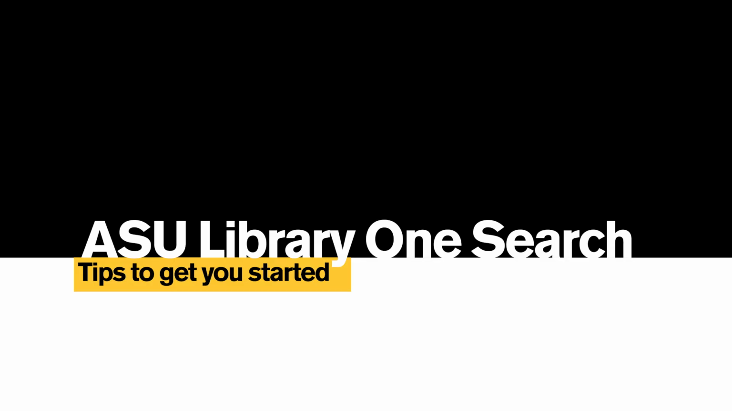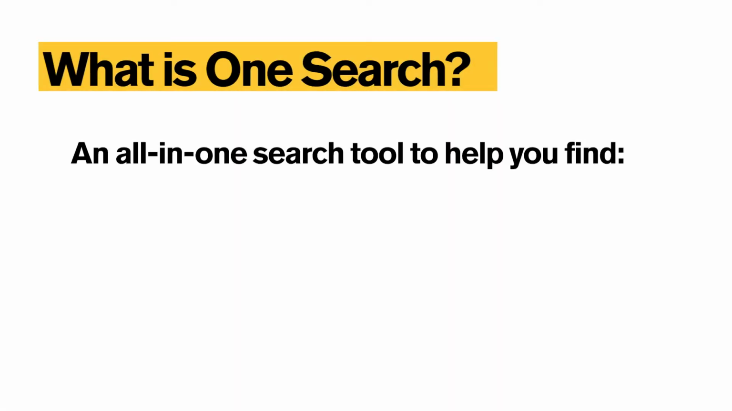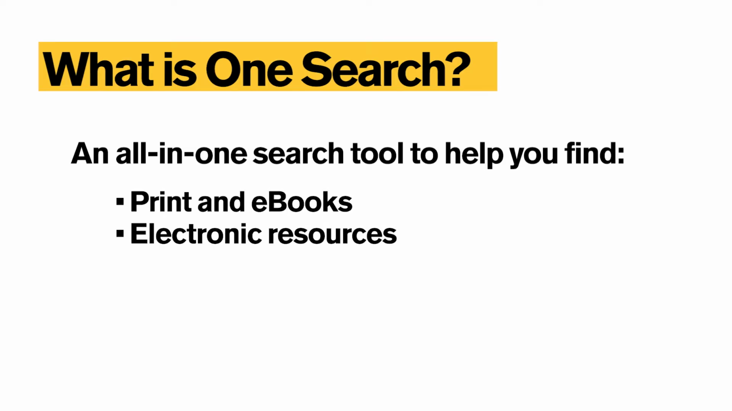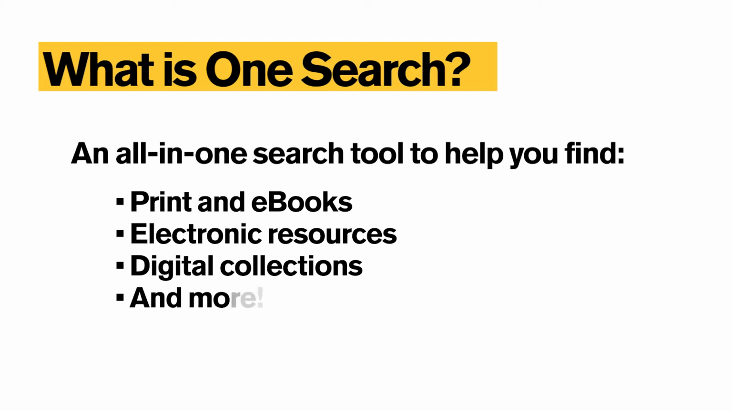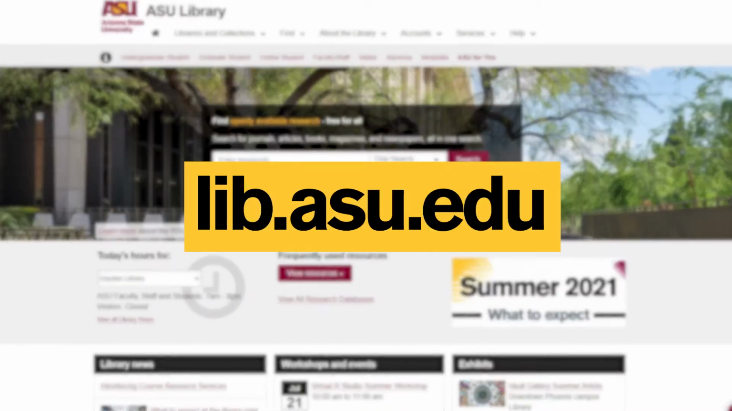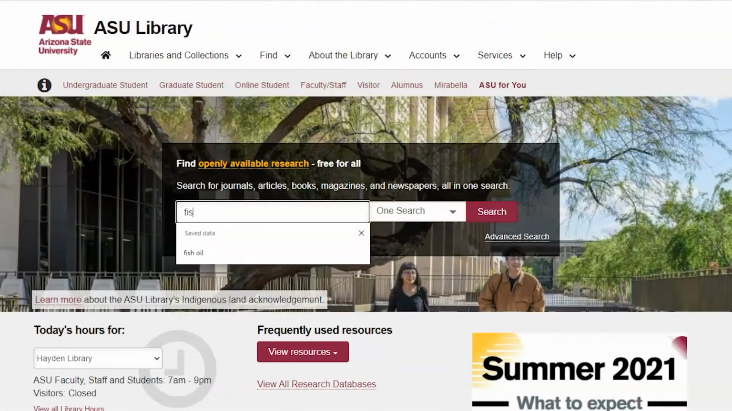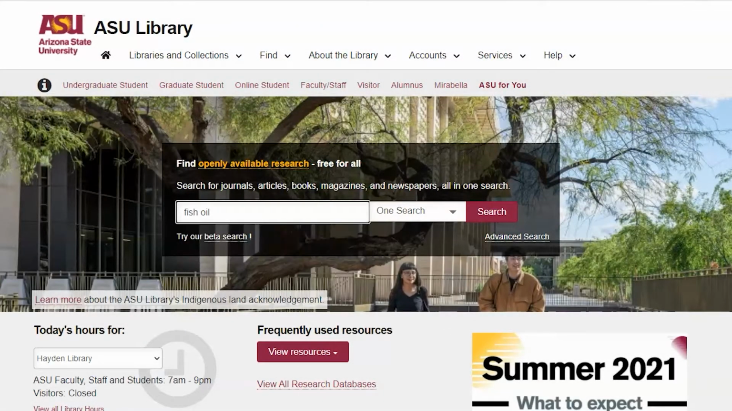Welcome to ASU Library One Search. One Search is our all-in-one library catalog and search tool, allowing you to search print and ebooks, electronic resources, digital collections, and more. One Search can be found at the ASU Library homepage at lib.asu.edu. To begin searching, type a word or phrase into the search box.